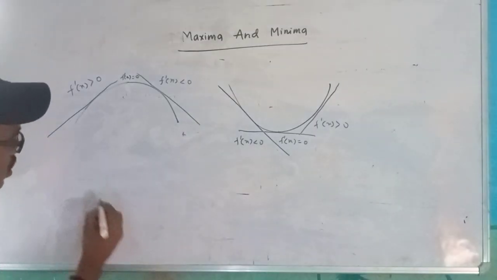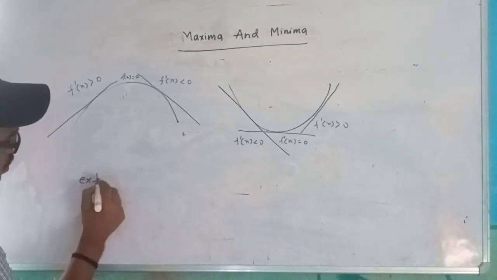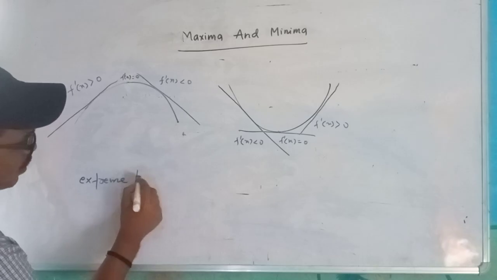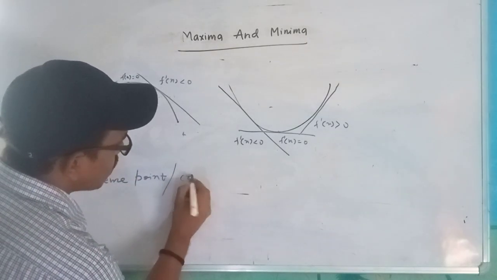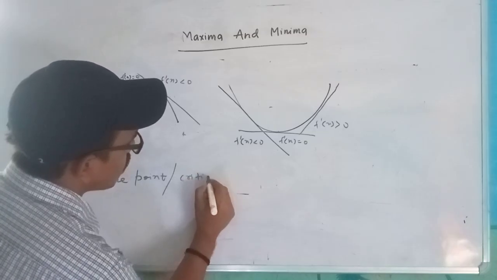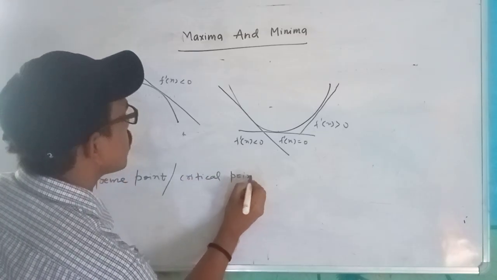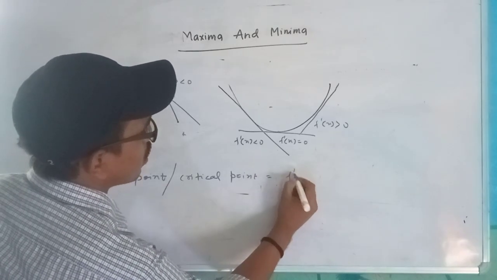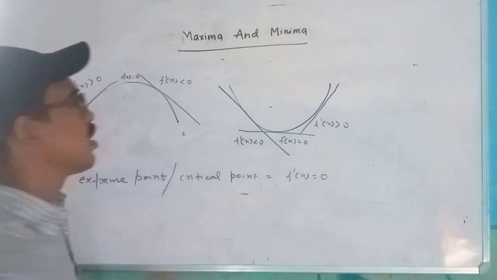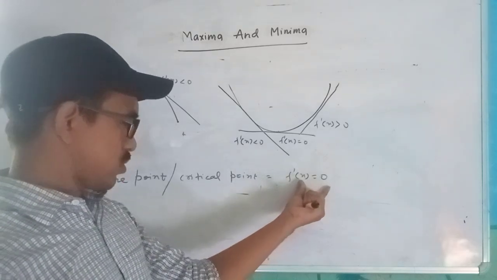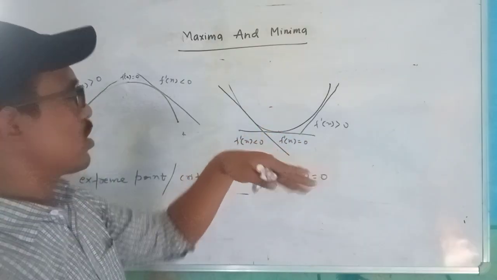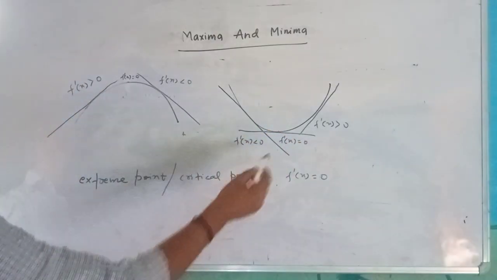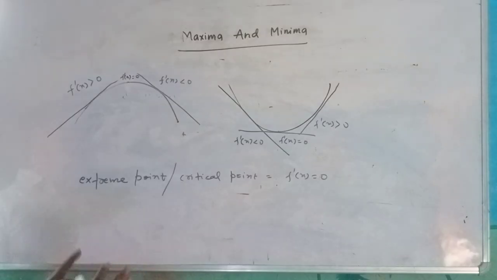So note it down: extreme point, or we also sometimes call it critical point. It is where the derivative of the function is 0, that is, the line is parallel to the x-axis. Then we call it a critical point or extreme point. You already know this, but just to make it clear what is happening.